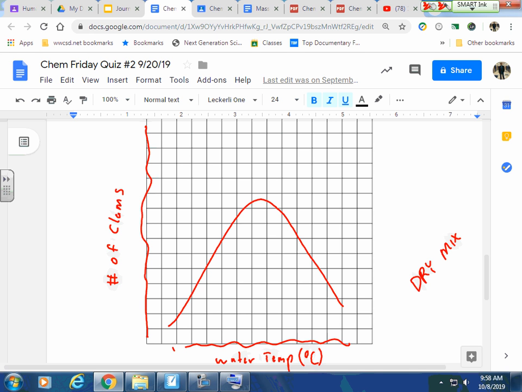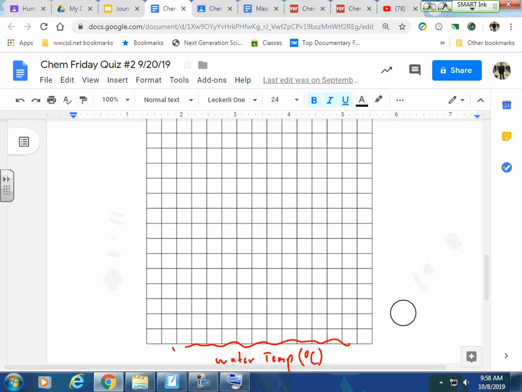Okay. How do we find the slope of that line? We don't. We need a straight line. With a straight line, we could find the slope. But you're not going to have to know slope for tomorrow. Slope will be on the next quiz. But you should know your variables and your graphing.